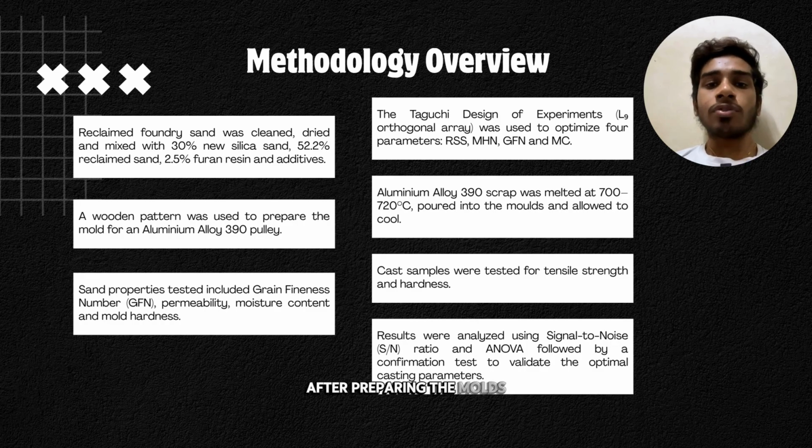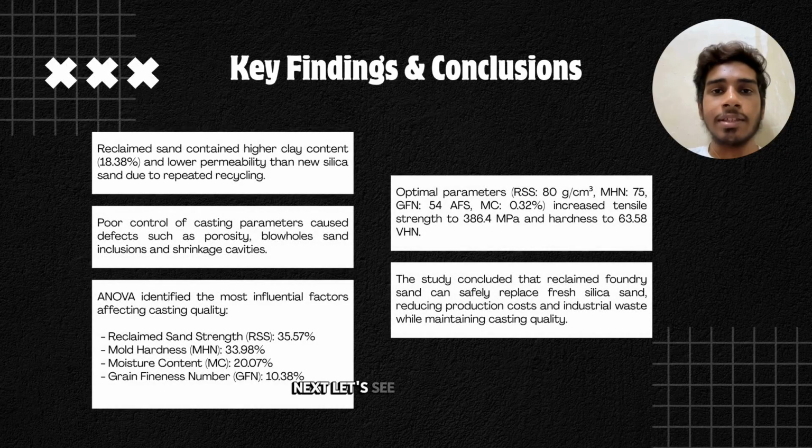After preparing the molds, aluminium alloy 390 scrap was melted to 700 to 720 degrees Celsius, poured into the molds, and finally allowed to cool. The cast samples were then tested for tensile strength and hardness. The results were analyzed using the signal to noise ratio and ANOVA, followed by a confirmation test to verify the optimal casting parameters. Next, let's see the key findings and conclusions of the article.